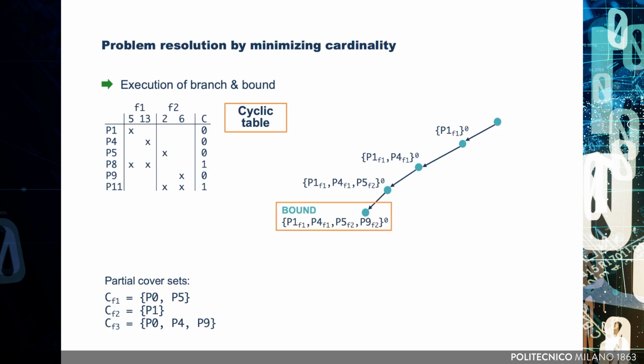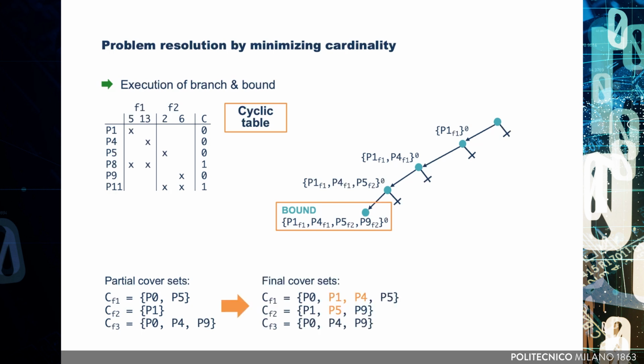At this point, we reach the first bound with a total cost of 0. Since the bound is already 0, which is the minimum possible cost, any further partial or complete solutions will not improve upon it. Therefore, we prune all remaining branches. Finally, we add the 4 implicants identified through branch and bound to the cover sets, completing the solution.